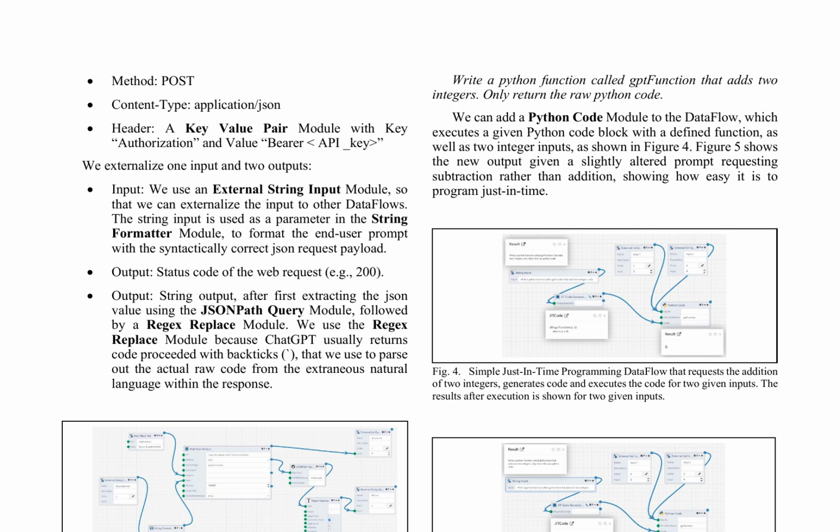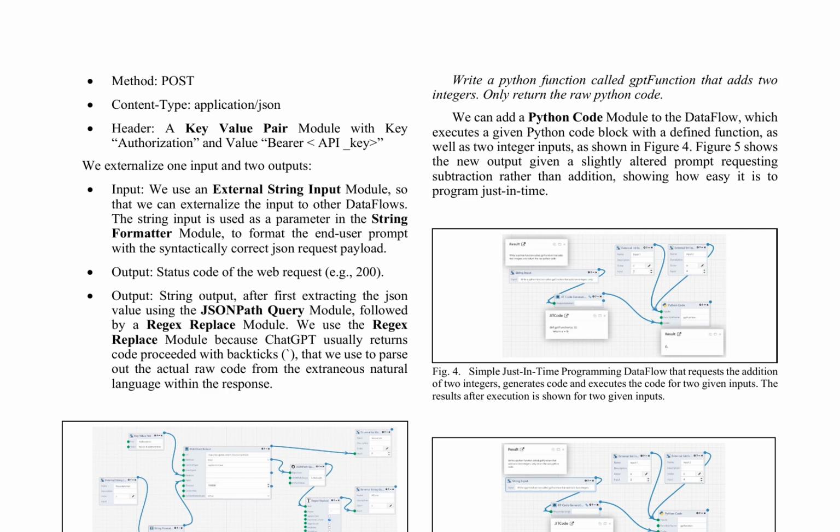The implementation of a JIT code generation dataflow using Composable's FBP framework is discussed in this section. This dataflow interacts with an external API to generate and execute Python code based on user-defined prompts. It involves sending a POST request with JSON content, including the prompt, and then extracting the raw code from the response. 3 examples of just-in-time programming are presented: simple arithmetic operations, a primality test, and a Boolean primality test.